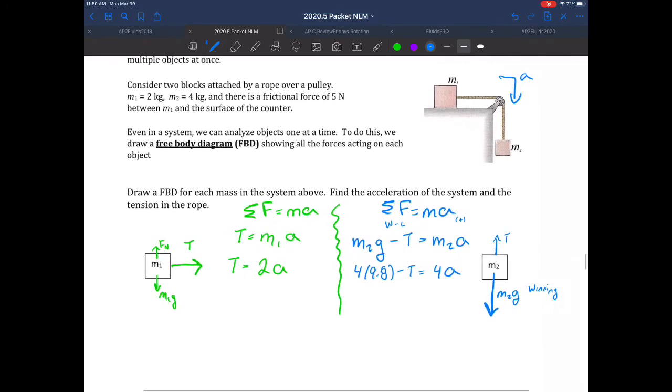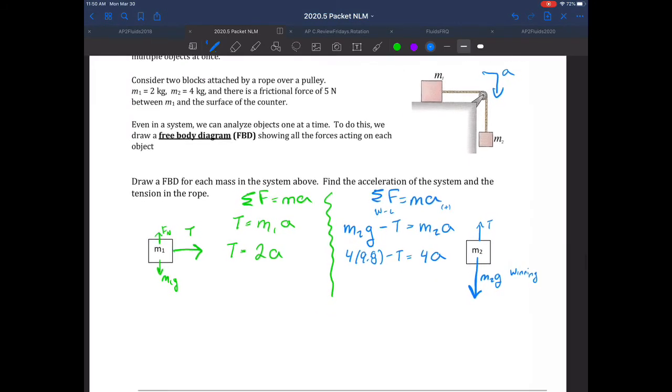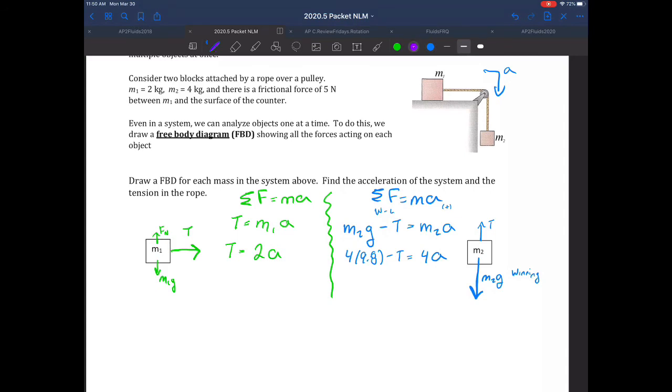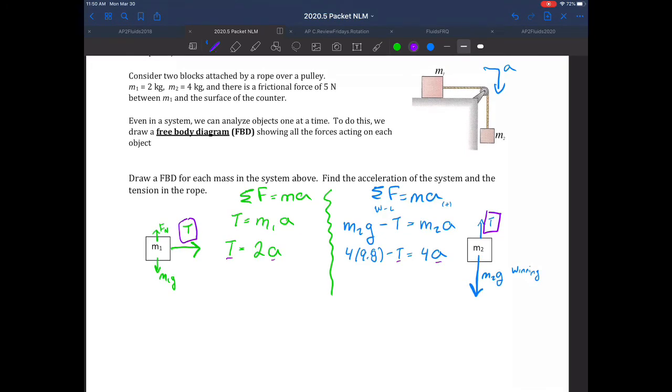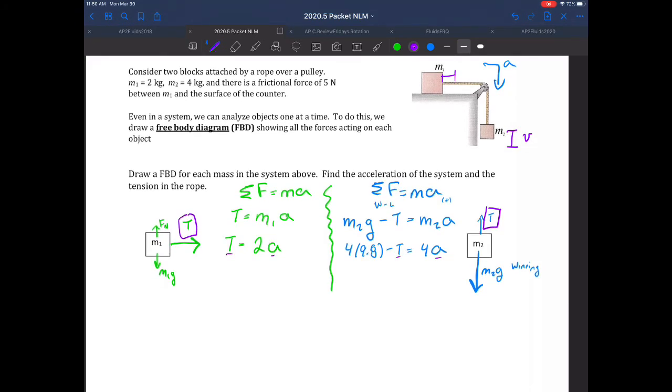Now there are two equations with two unknowns. These unknowns will be the same quantities. T in this picture is the same as the T in this picture. These T's are the same because it's the same rope. Now, given that you're attached with a rope, that means these accelerations are the same as well, because the amount that M2 moves down is the same as the amount that M1 moves right. And they're stuck together, so the speed of M2 is the same as the speed of M1. And therefore, the accelerations of each one are also the same.